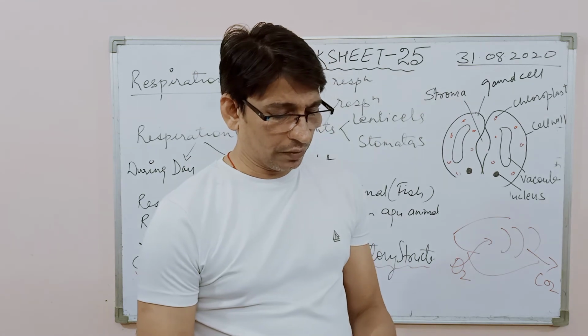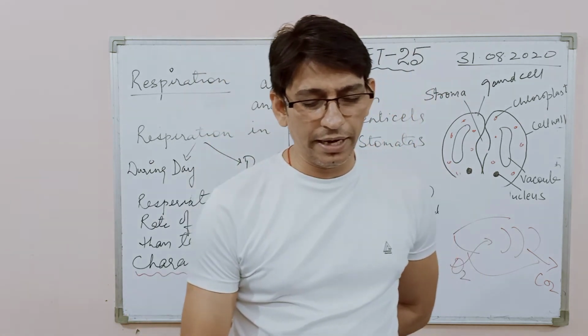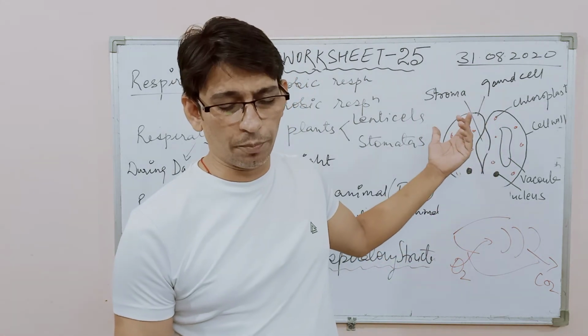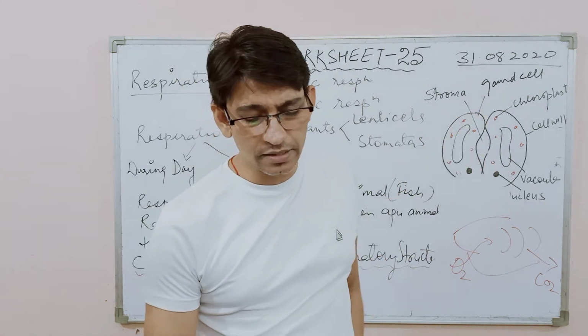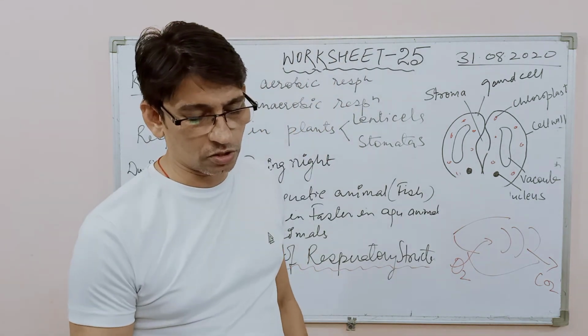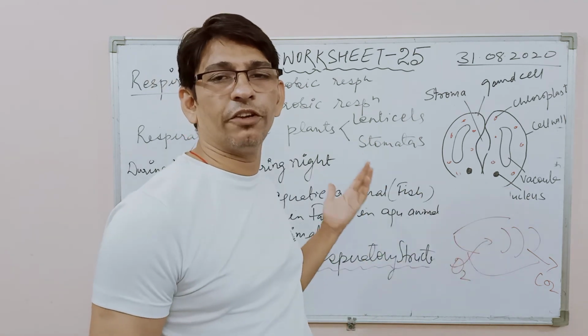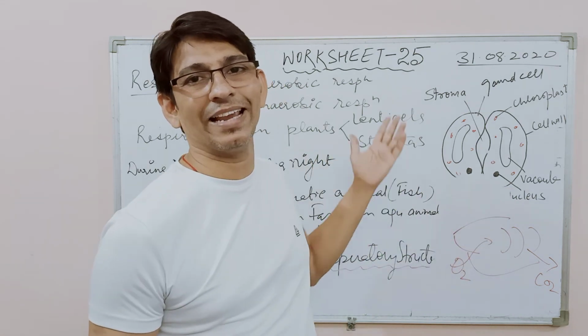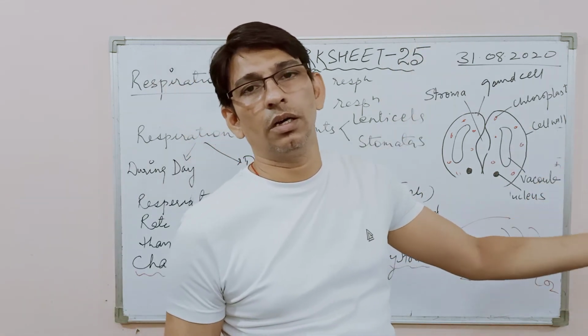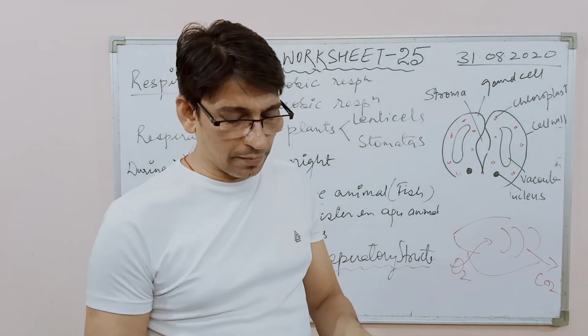The first question is, I would like to read it. Name the respiratory organ of plant and draw the diagram. The respiratory organ of plant is actually what? It is stomata. We will draw the diagram of stomata. How do plants breathe? We will explain the process of breathing. By the process of diffusion, oxygen is taken in through the stomata, and carbon dioxide is released.